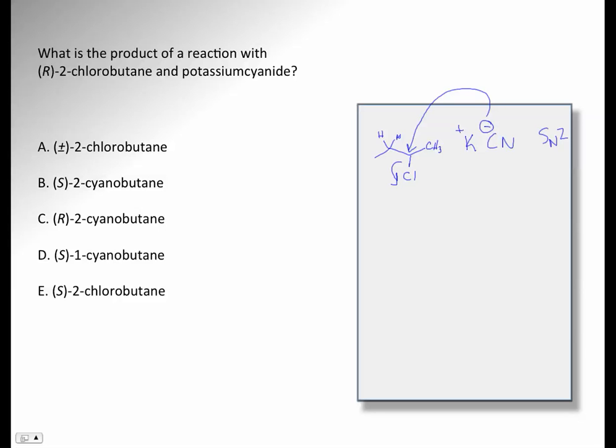Alright, so now that we've determined this, we can draw our product for this reaction, and it's going to be some sort of 2-cyanobutane. If we look at our answers over here, we only have 2 of them that represent 2-cyanobutane. So if we start with this stereocenter being R, and we do an SN2 style reaction, we know that SN2 reactions go with inversion of stereochemistry because they attack from the opposite side that the leaving group leaves. So if this happens, stereochemistry around the center is then going to be S. So our answer is going to be B, which is S-2-cyanobutane.